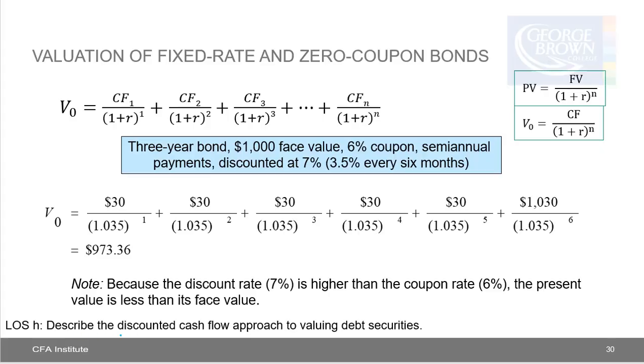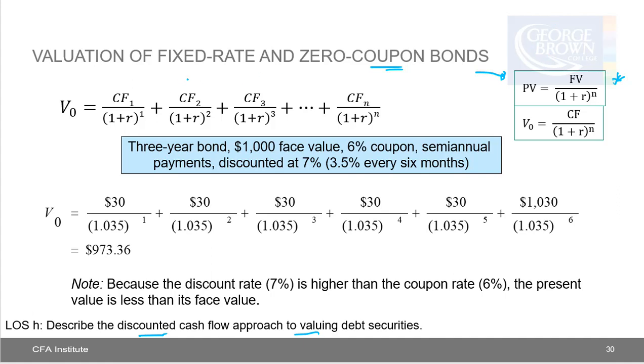Learning outcome statement H is describe the discounted cash flow approach to valuing debt securities. So the first thing that we looked at, the zero coupon bonds, it was really easy to calculate the value. It was just the present value calculation of the par value divided by 1 plus the required rate of interest to the power of n. And so we looked at that, the example from the text on the 20-year zero coupon.